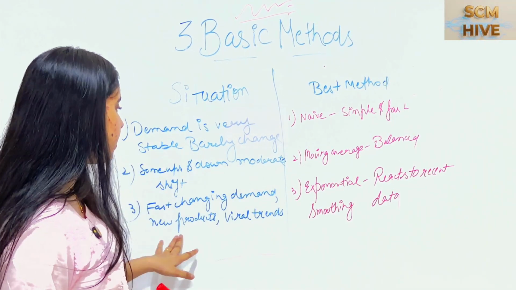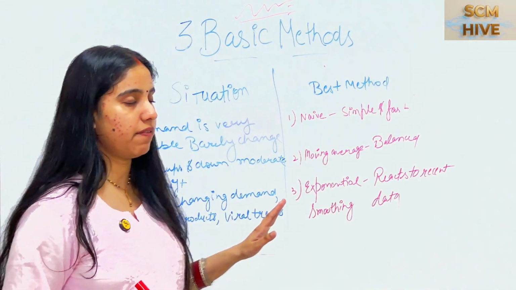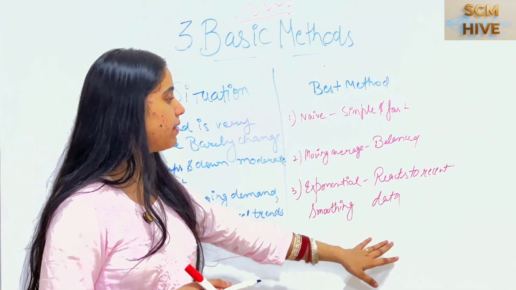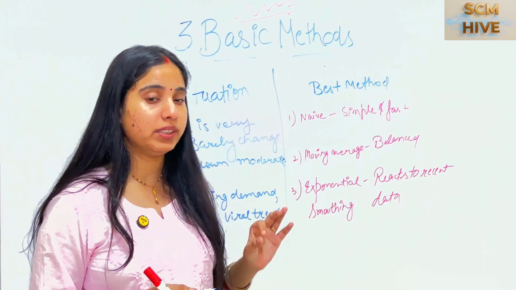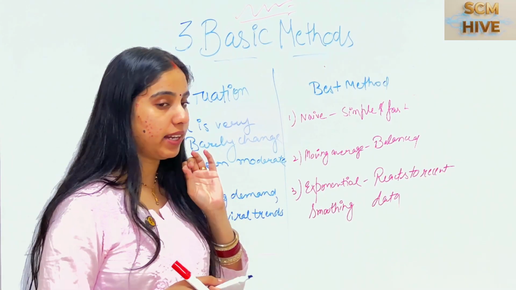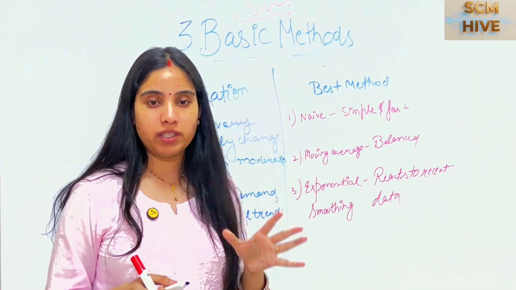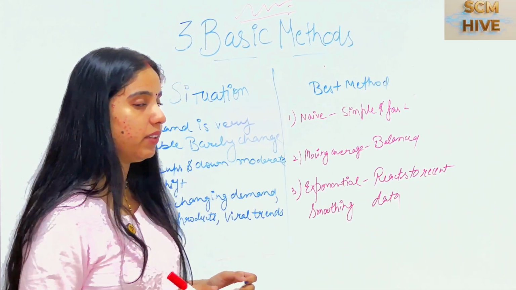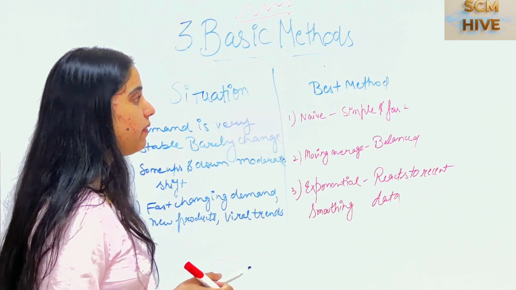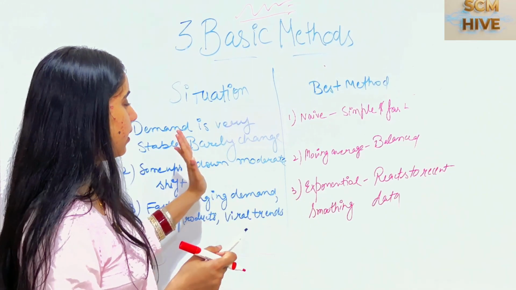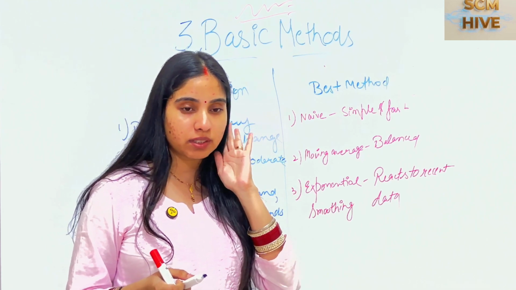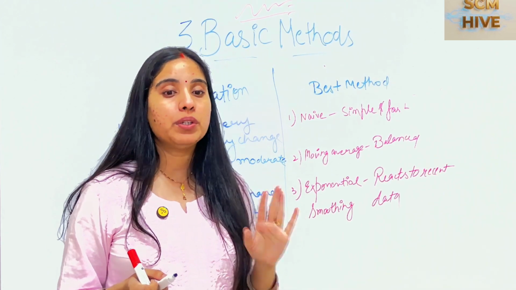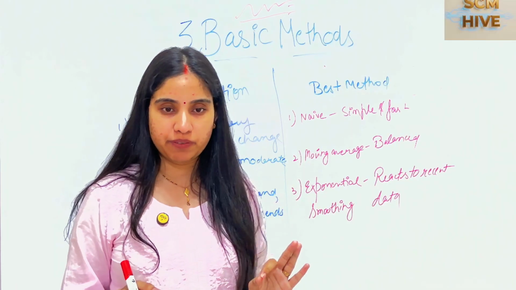The next is fast-changing demand, new products and viral trends. In this case we use the exponential smoothing method, which is majorly focused on recent data, the recent reaction on the product. So we take the recent one. Hope this table helps you remember which method is used for which purpose. Please note, no method is 100% perfect.